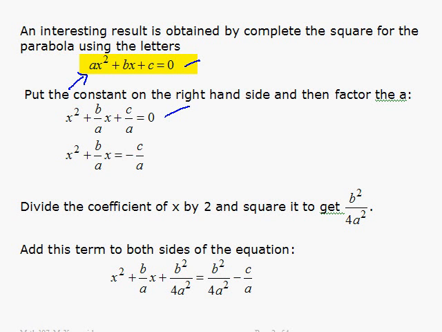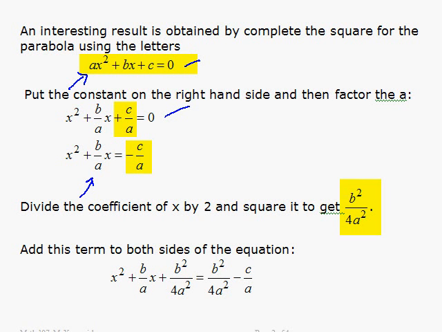Just like in completing the square with numbers, I have a constant here. It doesn't depend on x, it's just c over a. I take and move it to the other side. Then I look at the coefficient of x, which is b over a, and divide it by 2 and square it. Then I get the term here.